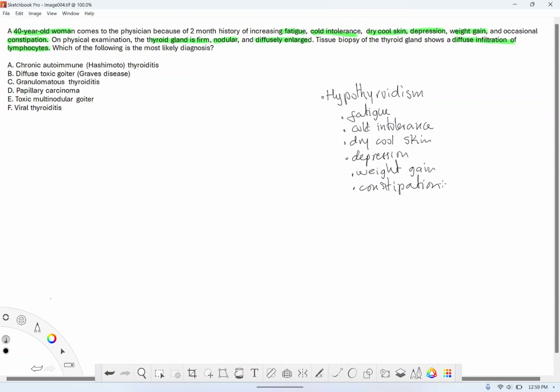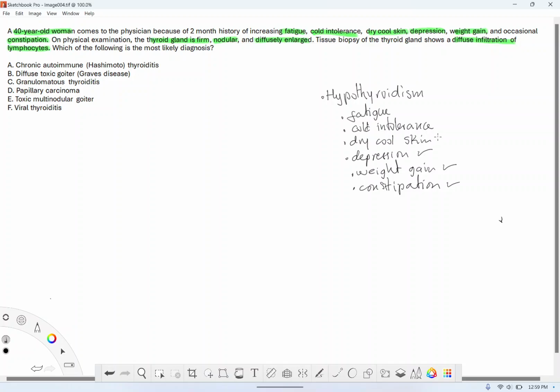Remember, in hyperthyroidism you have diarrhea; in hypo you have the opposite, constipation. In hyperthyroidism you have weight loss; in hypo, weight gain. In hyperthyroidism you have anxiety; in hypothyroidism you have depression, the opposite. So if you know hyperthyroidism, you can go the opposite with hypo.